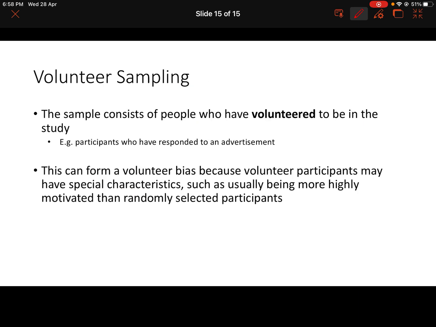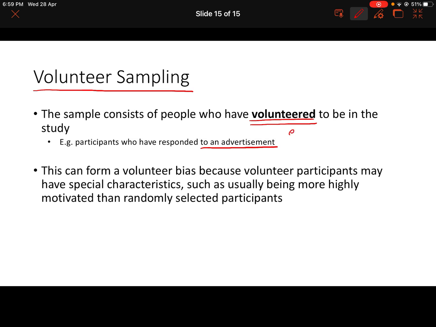In the case of volunteer sampling, our final sampling technique, unsurprisingly, these are people who have volunteered to take part. So these are people who have typically responded to an advertisement. Maybe that's in a newsletter, maybe that is in the university department's corridor asking for volunteers. But it's people who have seen an ad and responded to it. So they've put their hand up and volunteered to take part.